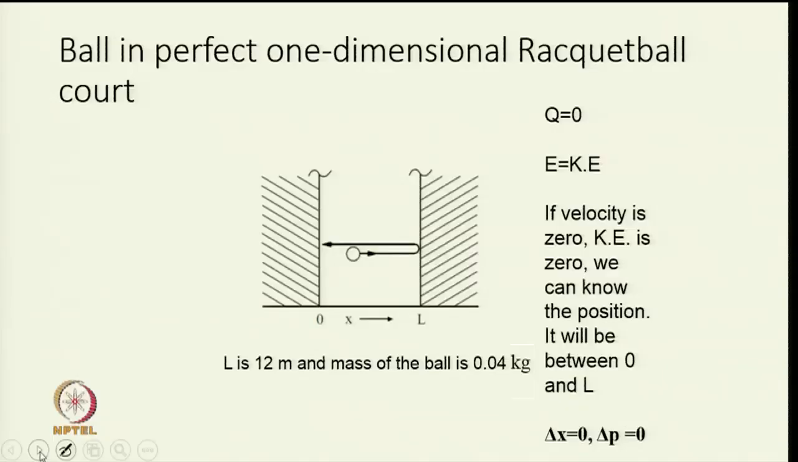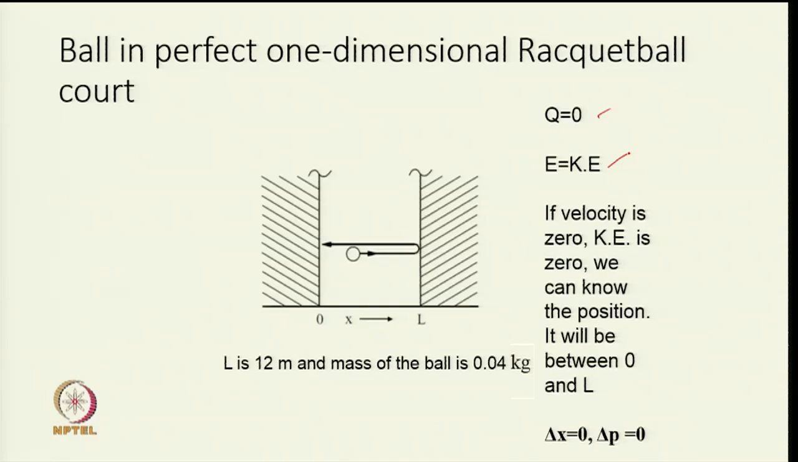Suppose there is a free particle here and I push it. It will rebound at this wall, go back, come here again, and go back, and since there is no force acting on it, it will keep on doing this. And since it is a free particle, Q is equal to zero, which means energy is equal to kinetic energy. So energy will depend on velocity.